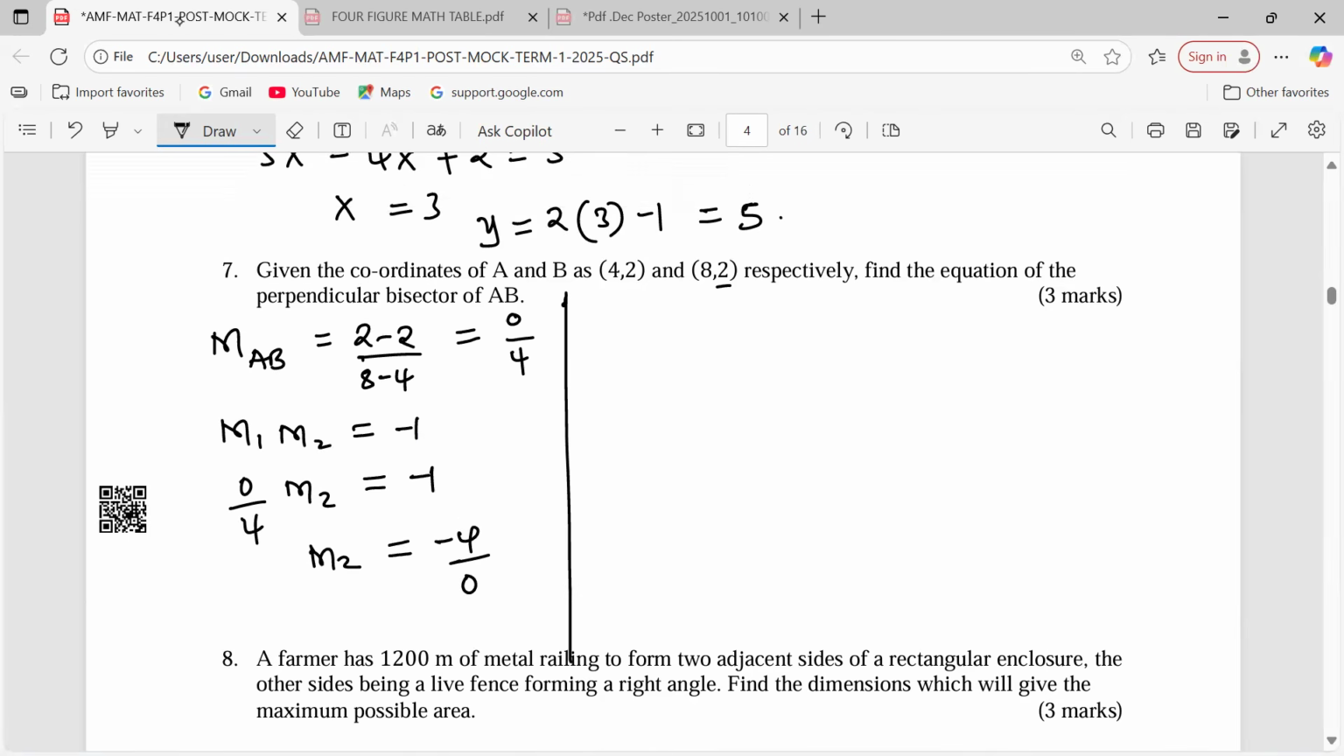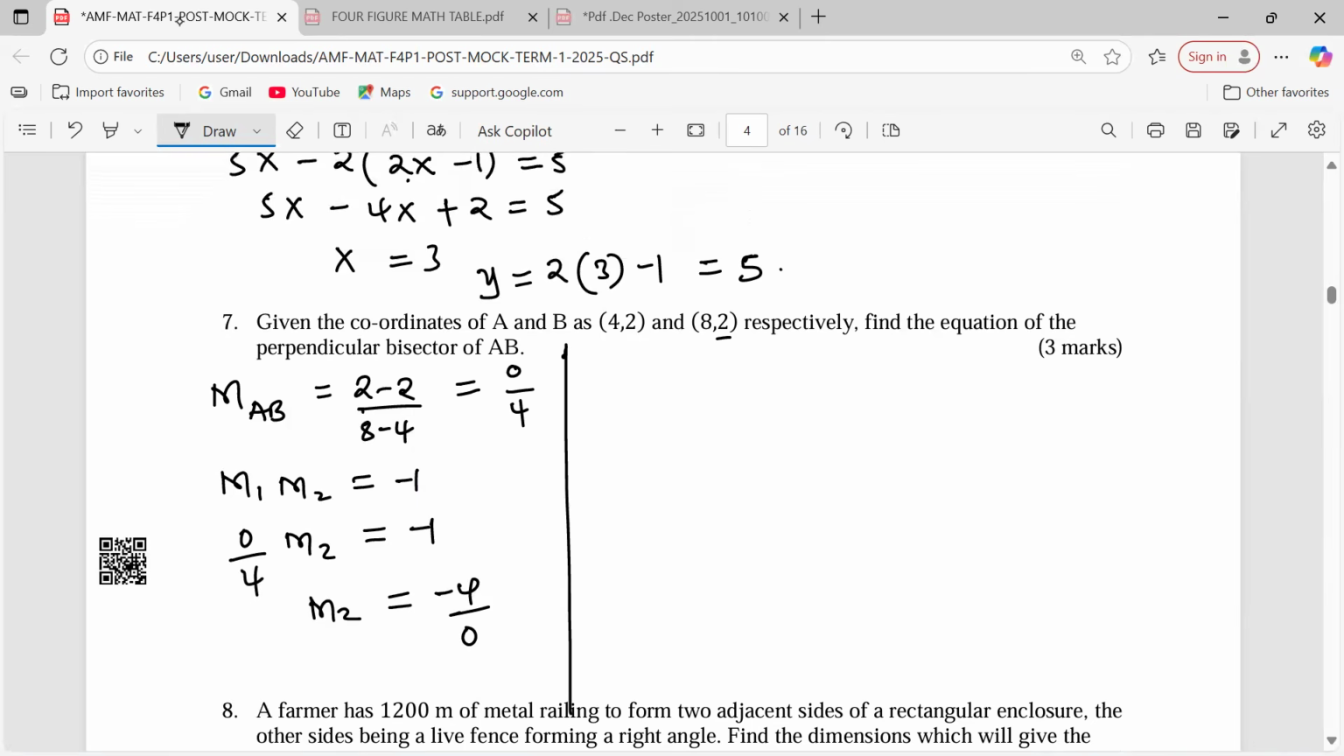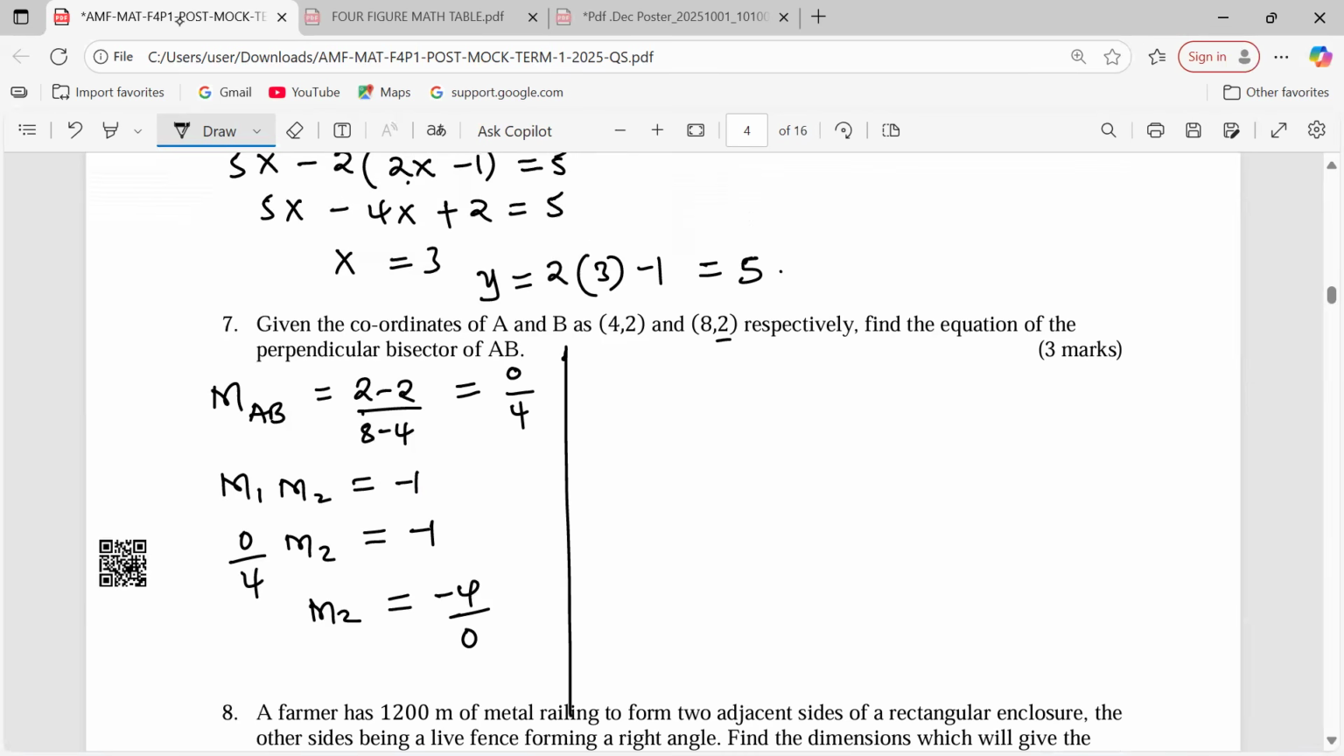So now we express this. Where is this line passing? This perpendicular line is passing through the mid of AB, simply because it's a perpendicular bisector and we have coordinates of A and B. Then this perpendicular bisector passes through the mid of AB. If it passes through the mid of AB, then we shall have the midpoint calculated.